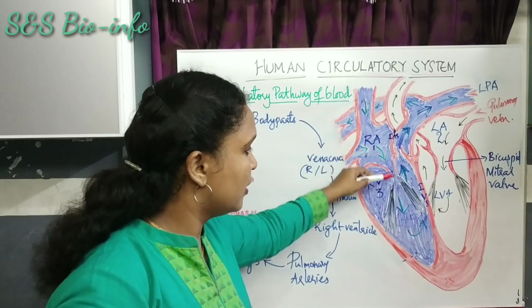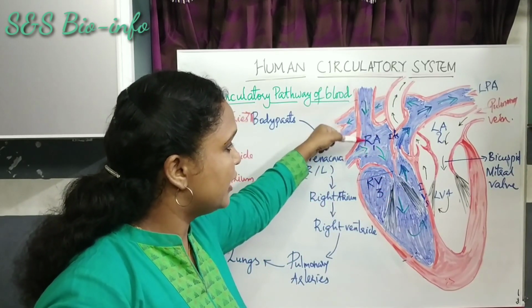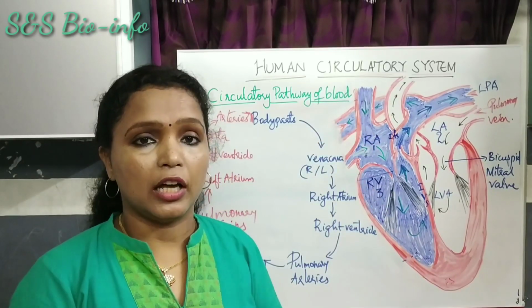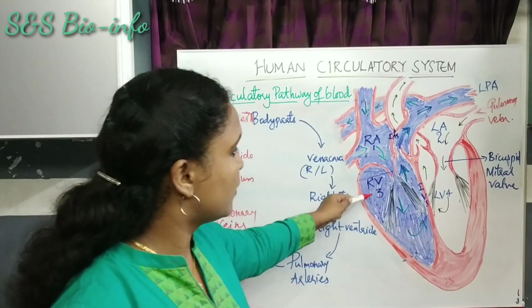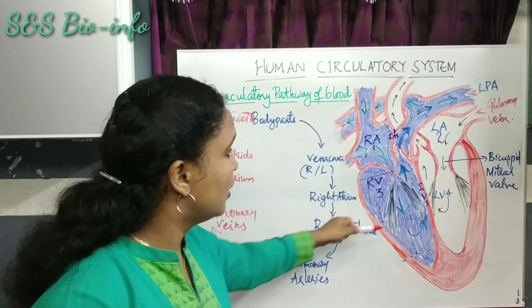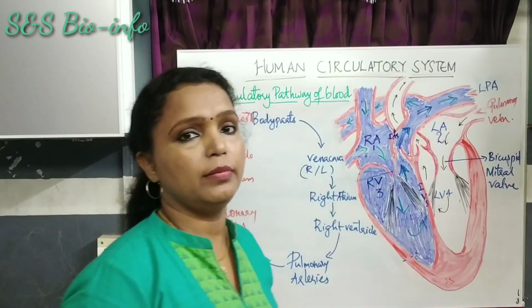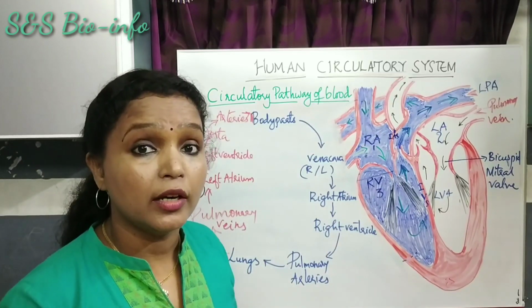Then from the right atrium, it goes to the right ventricle. The blood is pumped from the right atrium to the right ventricle with the help of contractile force. Later I will explain about it. Then from the right ventricle, it goes to the pulmonary arteries, right and left pulmonary arteries, then to the respective lungs for what?